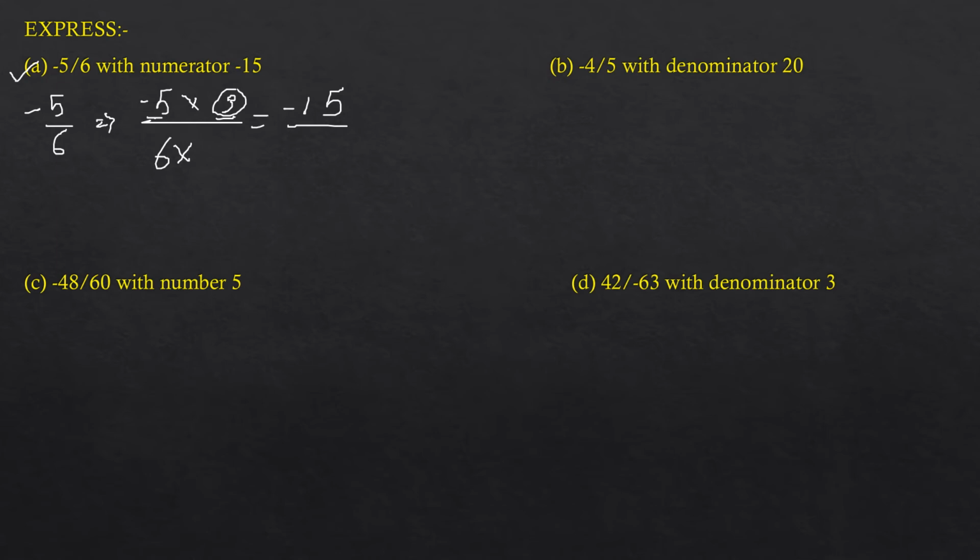-5 into 3 gives us -15, and if we do any operation in the numerator, we have to do the same in the denominator also. 6 into 3 gives us 18. The new rational number here is -15 by 18.